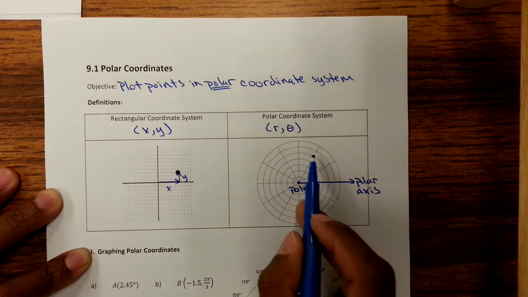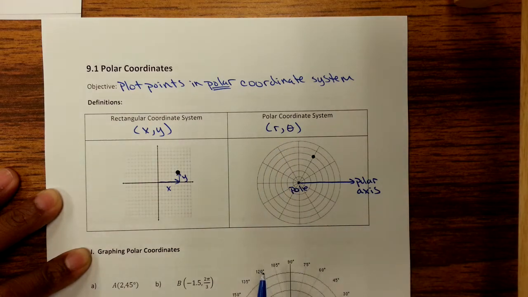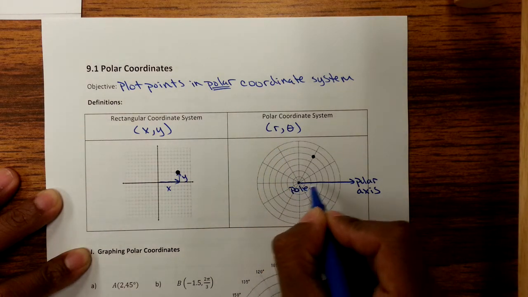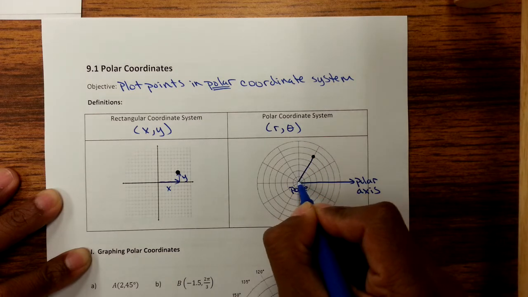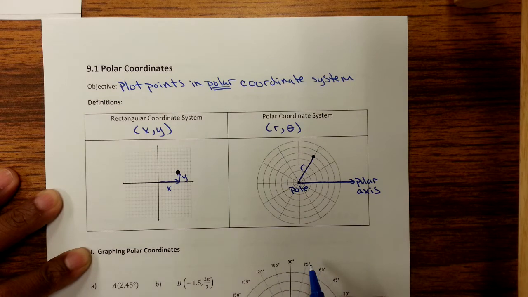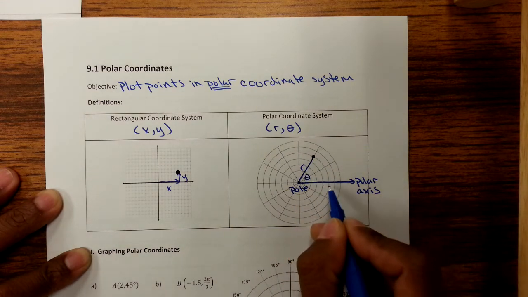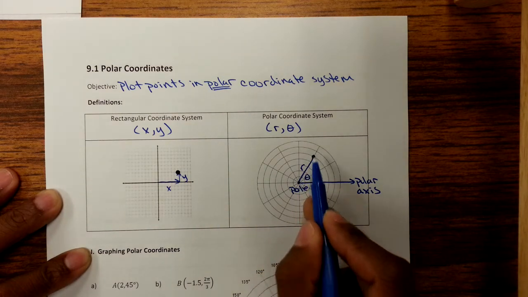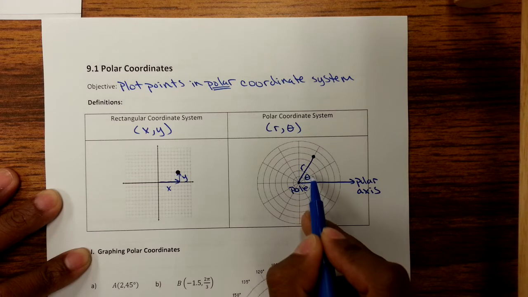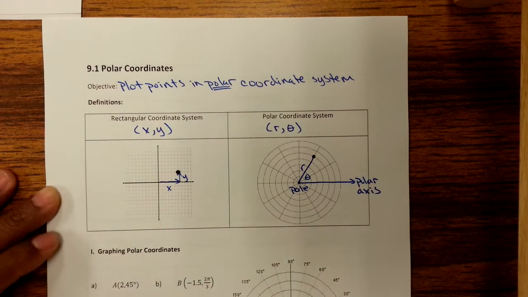Now, any point that's on the polar coordinate system is going to have two values. It's going to have r and it's going to have theta. R is the distance that this point is from the pole. Theta is the angle that that point creates with the polar axis. So r is the distance from the pole to the point. Theta is the measurement of the angle that that point creates with the polar axis.